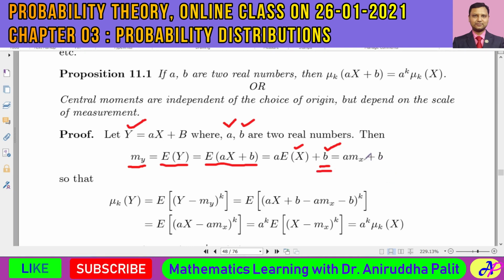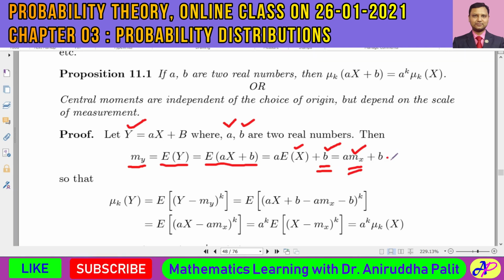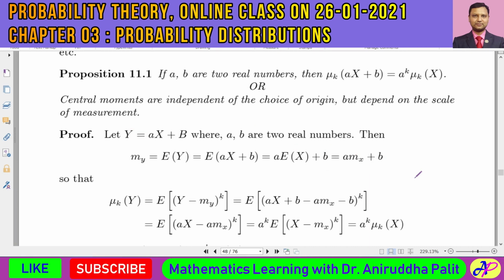And that becomes equal to a into the expectation of x, meaning the mean of x. So we write m of x in place of expectation of x. So a into mx plus b. So we get this type of result. So this is the relation that my is equal to a into mx plus b.